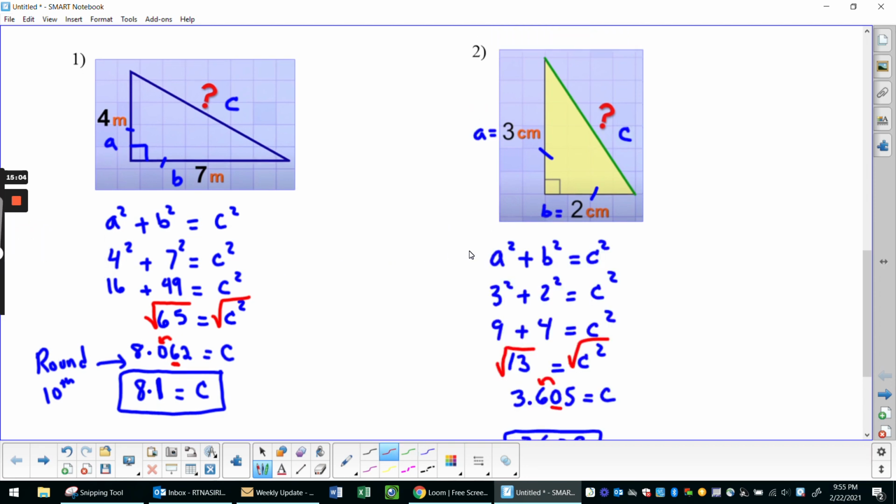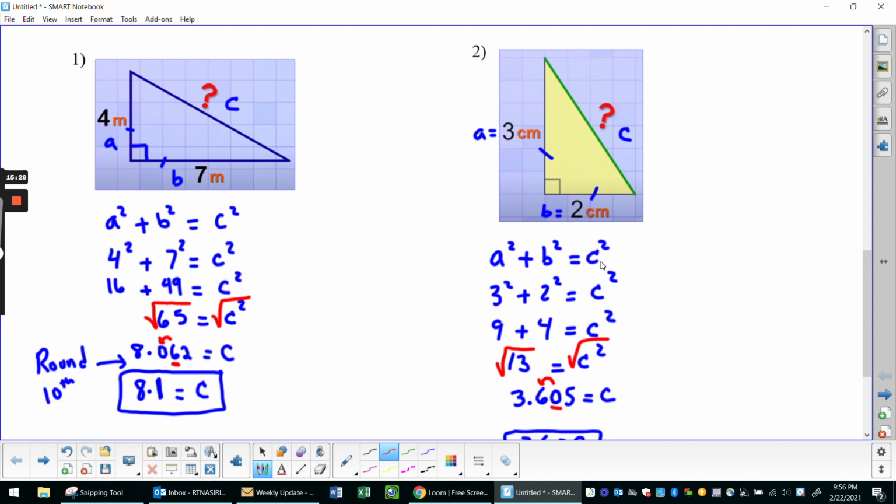Here we go, problem number 2. Hopefully you labeled the legs of this triangle. 3 would be A, 2 would be B. It doesn't matter. You could call 3 B and 2 A. It doesn't matter once again. But the hypotenuse is C, so that is the longest side. So be very careful about that.